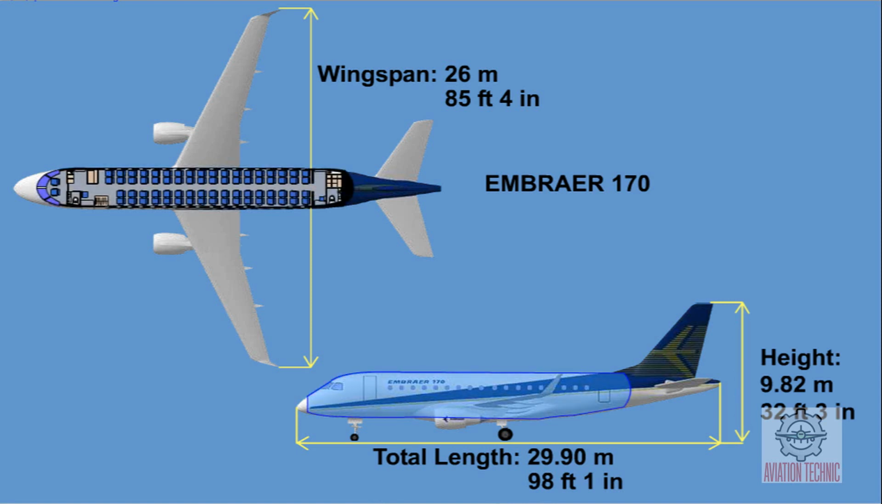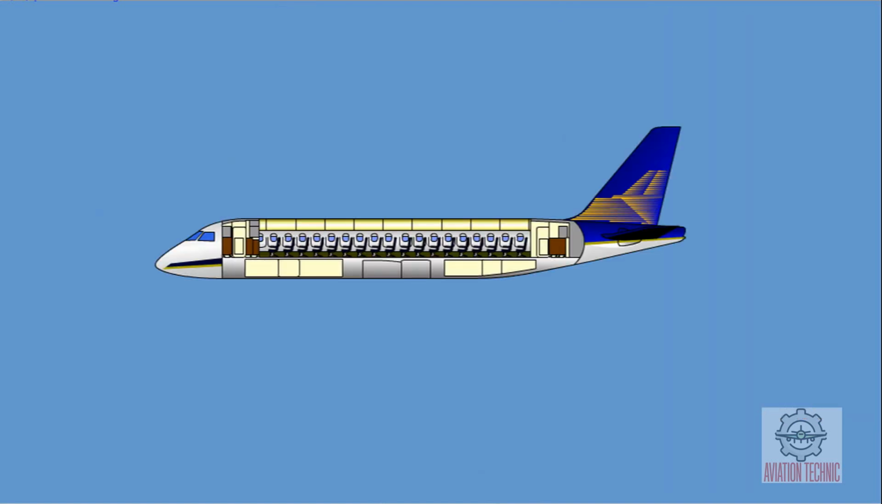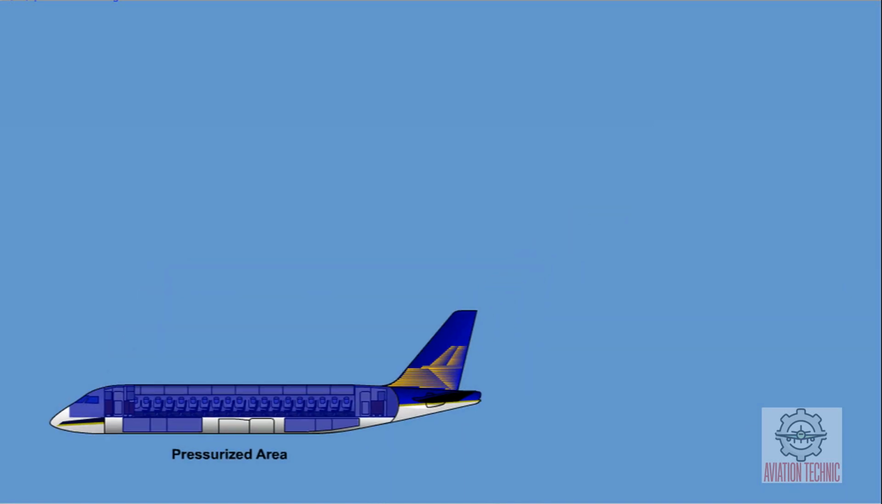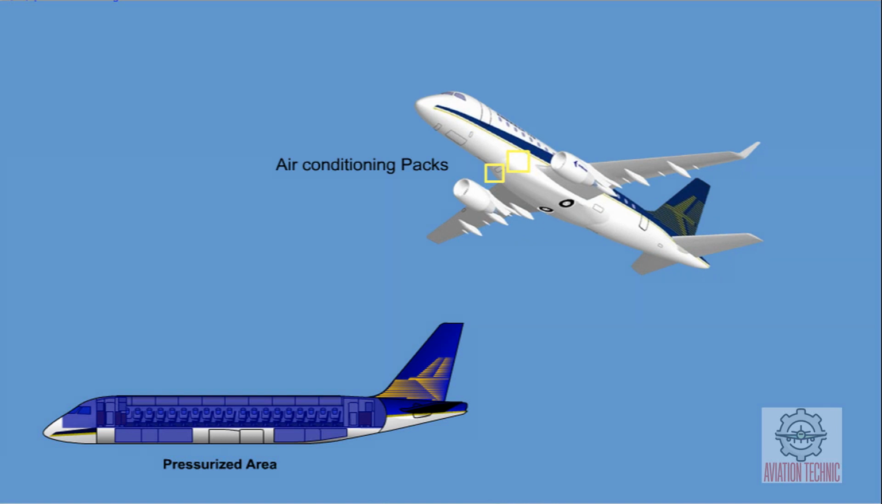It also features a pressurized cabin. The fuselage has a so-called double bubble design. The fuselage is pressurized between the forward pressure bulkhead, located forward of the cockpit, and the aft pressure bulkhead, which is located behind the aft electronics bay. Normal pressurization control is automatic, and the conditioned air is provided by two air conditioning packs located in the unpressurized area forward of the wing root.